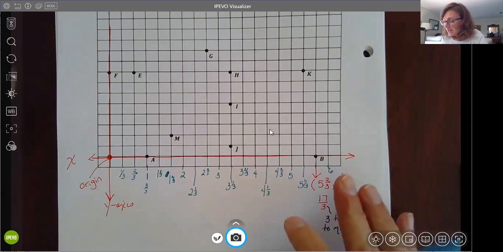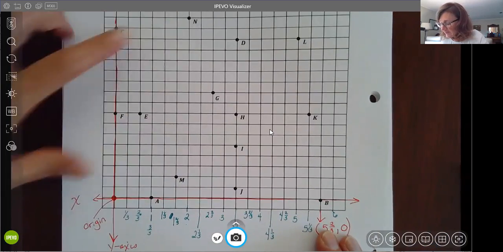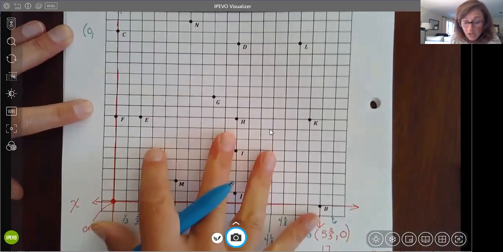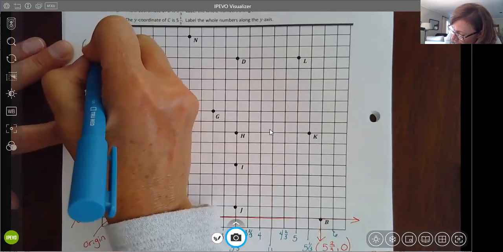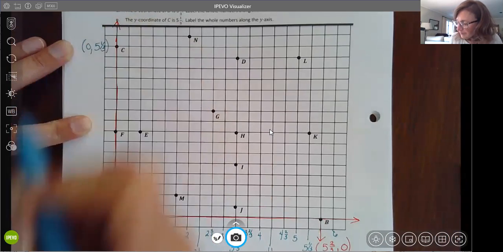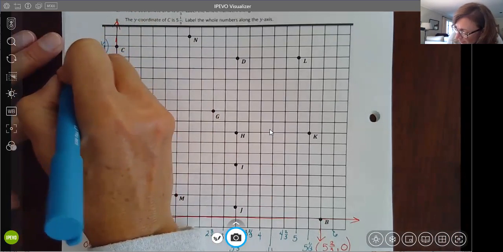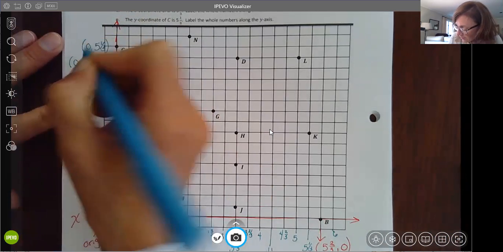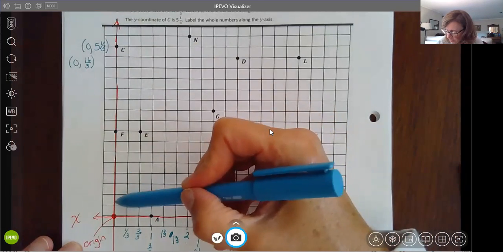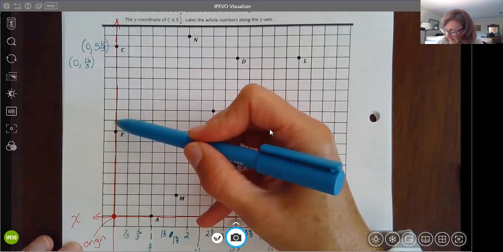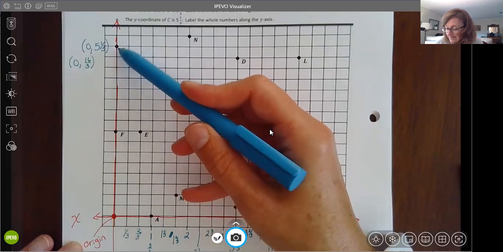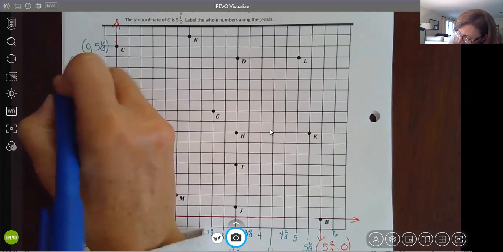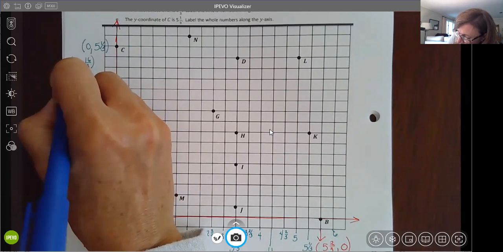And then they said the point C is 5 1/3. So up here, we don't go to the left or right, but we go up 5 1/3. So 5 1/3 as an improper fraction is 16/3. So I bet you there's 16 tick marks. 1, 2, 3, 4, 5, 6, 7, 8, 9, 10, 11, 12, 13, 14, 15, 16. So remember, this denominator tells you the number of tick marks to get to 1.